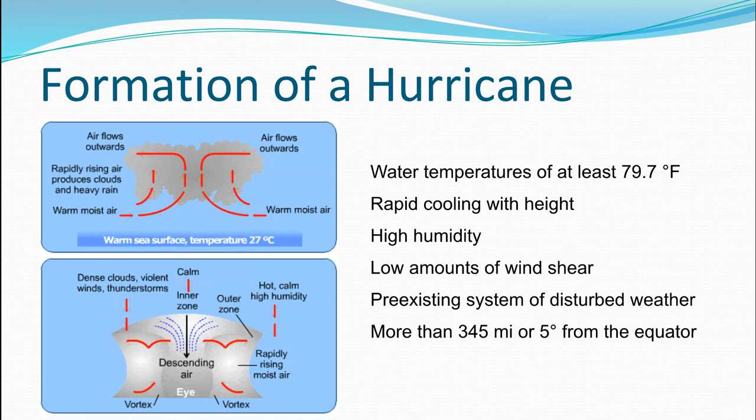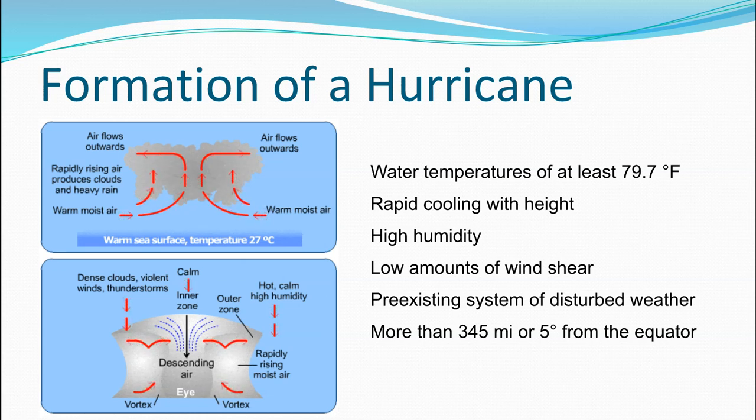So as that hot air rises, it moves away from the center of where it is, and it tends to cool down at that point. And you get a lot of rain because cold air doesn't hold as much moisture. So the rapid cooling is going to be really important. So you need a significantly cooler upper part of your atmosphere to be able to do that. You're also going to need high humidity because that's what's going to supply the moistness that's in that warm air.